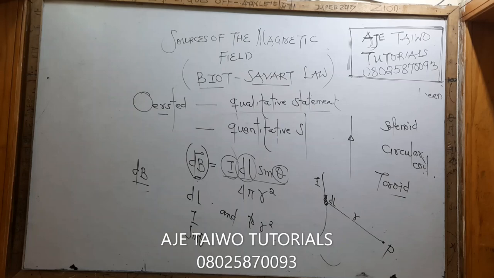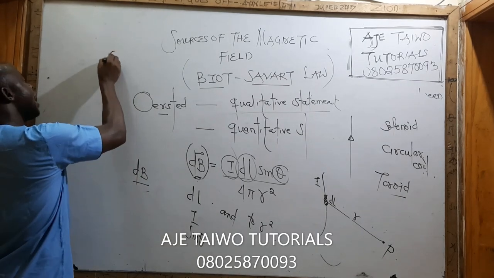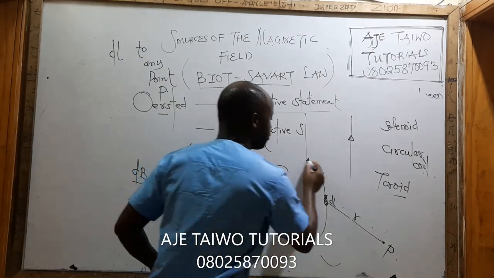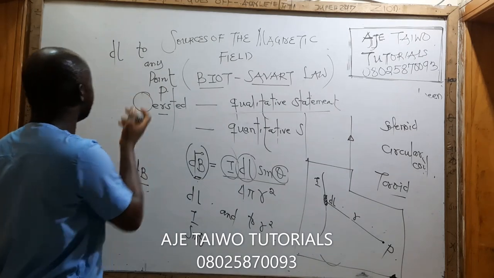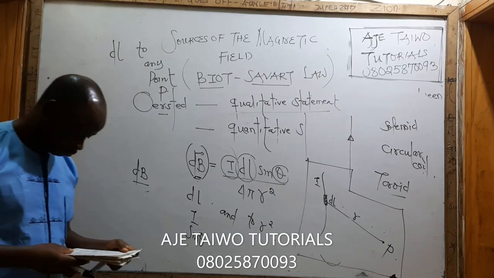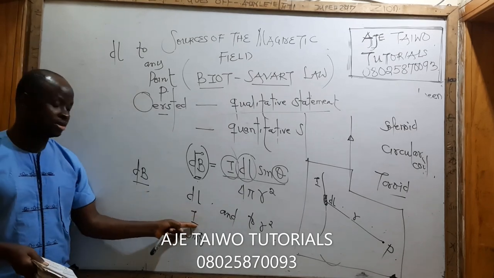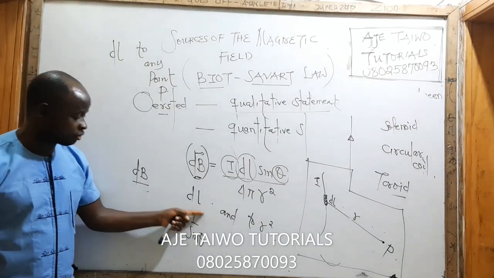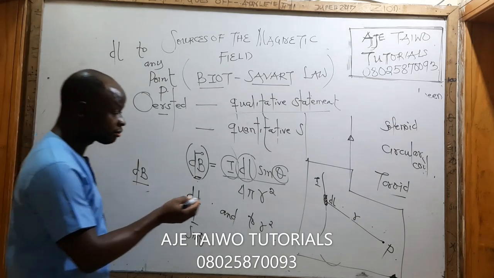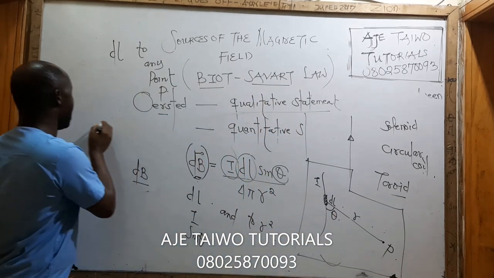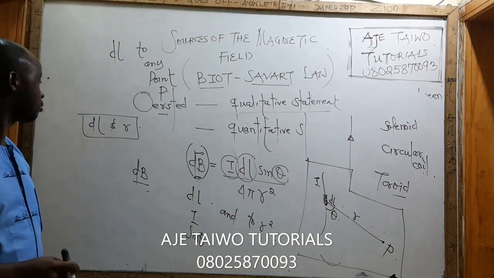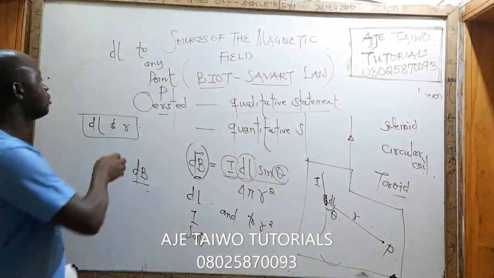Where r is the distance from the dl to any point P. Right. I is the magnitude of the current in the conductor. And theta is the angle between dl and r. Full stop. Right.